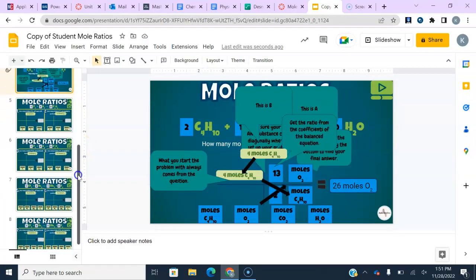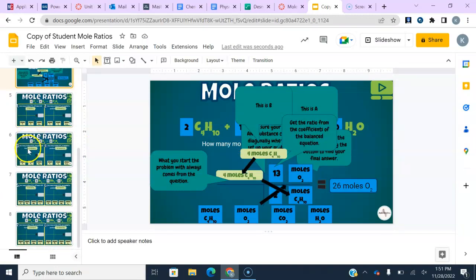And then there are some calculations on 5, 6, 7, and 8. I will do slide 5 with you guys, so you'll only have to do 6 problems total. And again, they should go pretty quickly because you don't actually have to type a lot out. You're just solving and doing the calculations, okay?